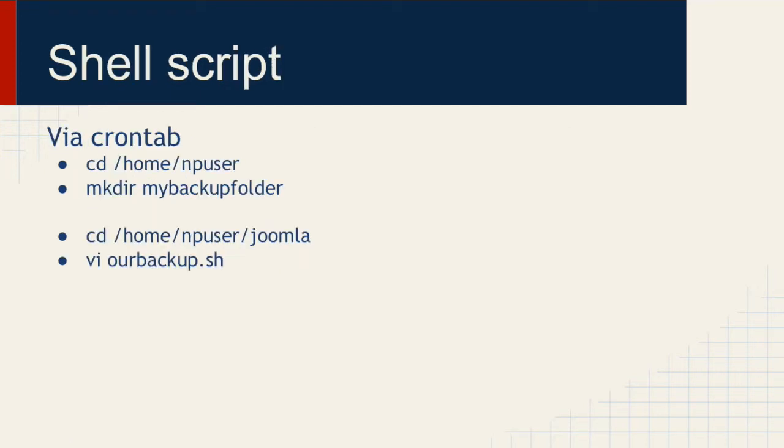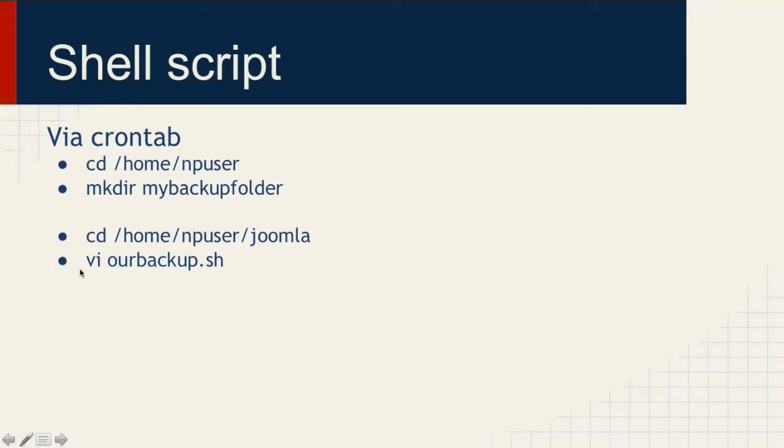Okay, so after successfully installing our Joomla page, we create a shell script for the backup, because it's important to have a backup for our Joomla page, because disaster can happen anytime. So it's important to back up our directory. We are doing a shell script via crontab. Firstly, you have to cd to our home/mp-user and make a new directory, my backup folder.